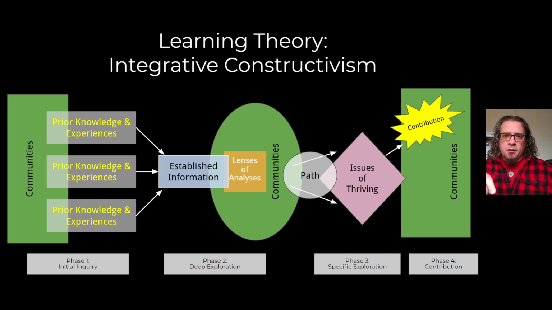So that's where this path part comes in, and it's formally present. So now what, right? So now you have all this content from phase 2. You have these deeper understandings from phase 2, and then you start to make a choice. What do I want to do with this? What do I want to understand more? Where do I want to go further?